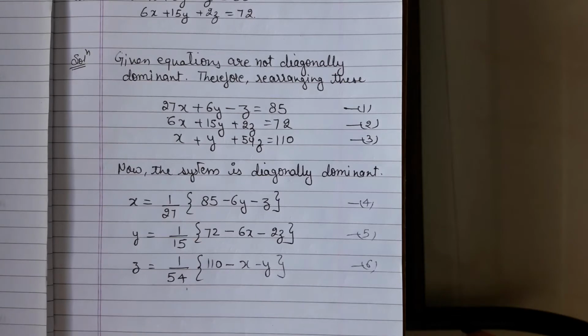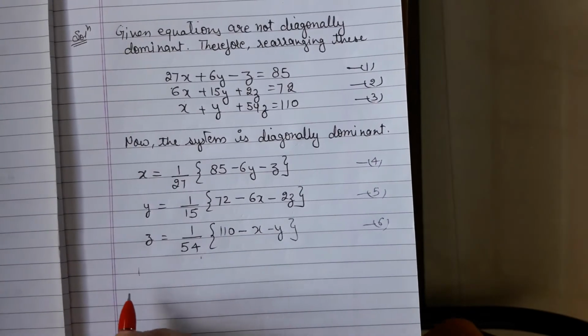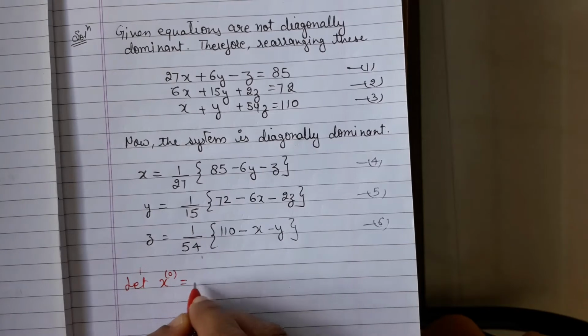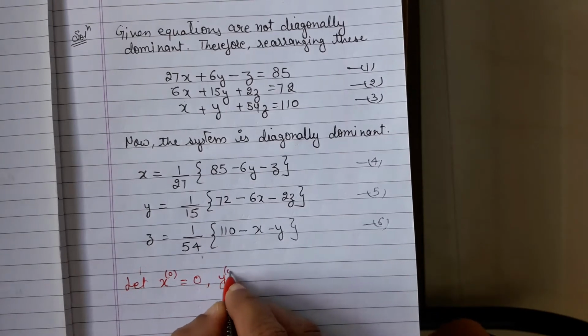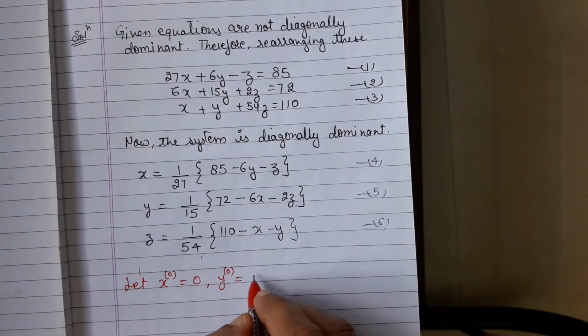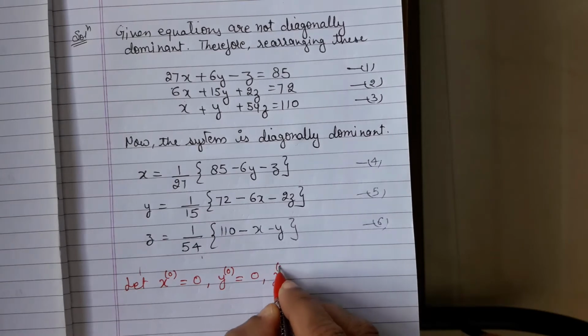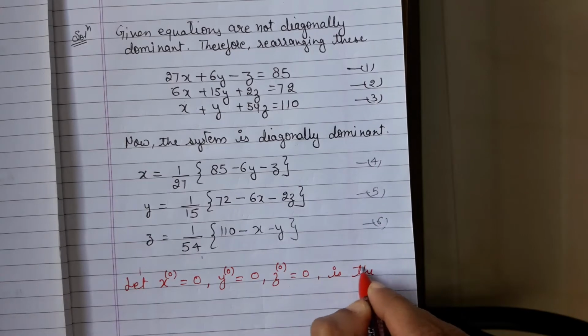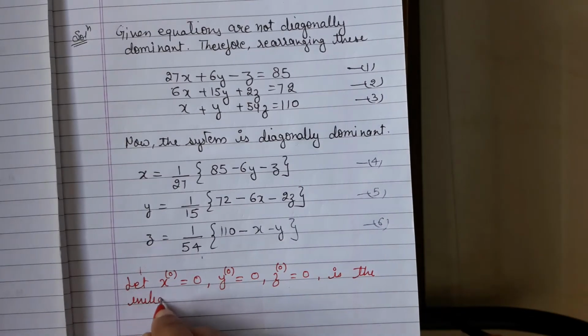Now we start with an initial solution. As I told, if no initial solution is given, we start with the trivial solution. So we assume x naught is equal to 0, y naught is equal to 0 and z naught is equal to 0 as the initial solution.